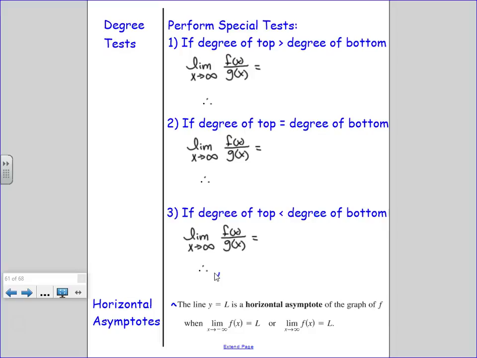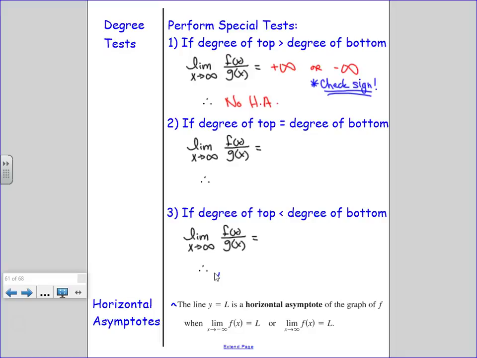So let's remember what we learned about horizontal asymptotes. If the top wins, there is no horizontal asymptote because the limit will either be positive infinity or negative infinity. If the top wins, that means the bottom isn't going to be able to hold it down. So it's just going to keep on expanding to either positive or negative infinity. We're going to have to check the sign, which we've already kind of practiced a couple times today.